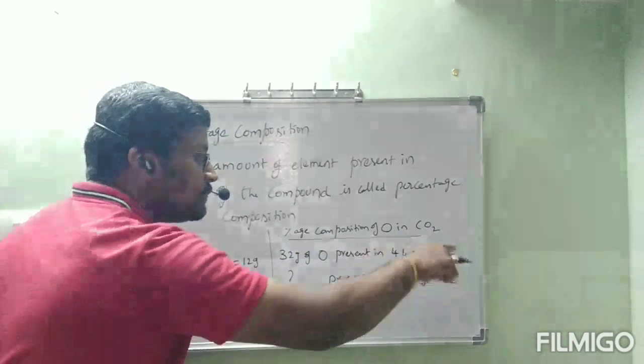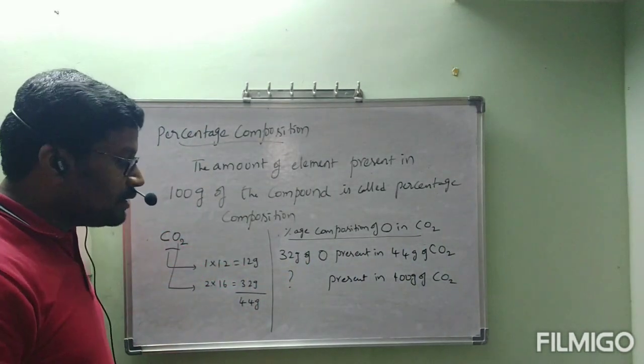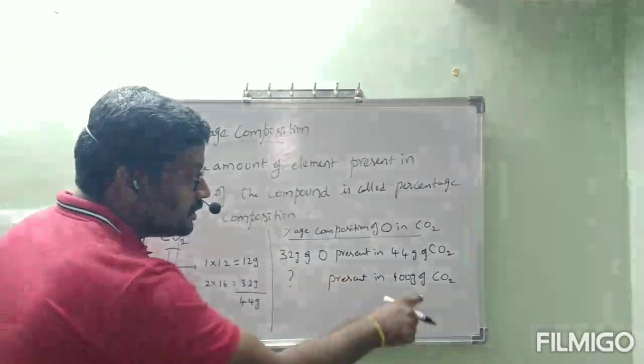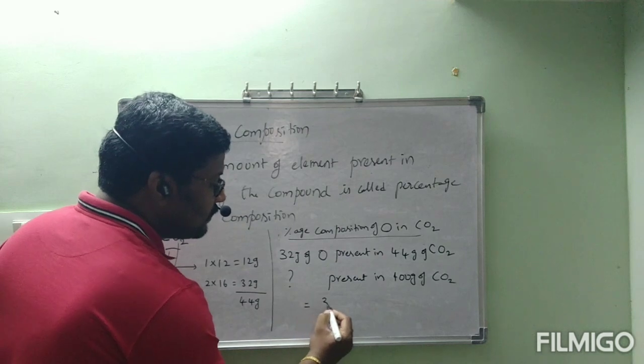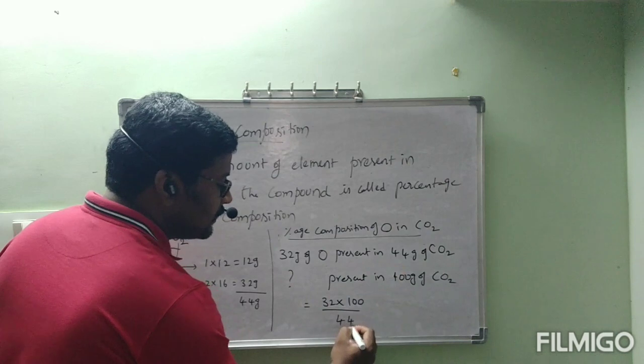For that, I took the already known term: 32 grams of oxygen present in 44 grams of CO2. Then how much amount of oxygen is present in 100 grams of CO2? Question mark is here. These two must be cross multiplied. This is equal to 32 into 100 divided by 44.